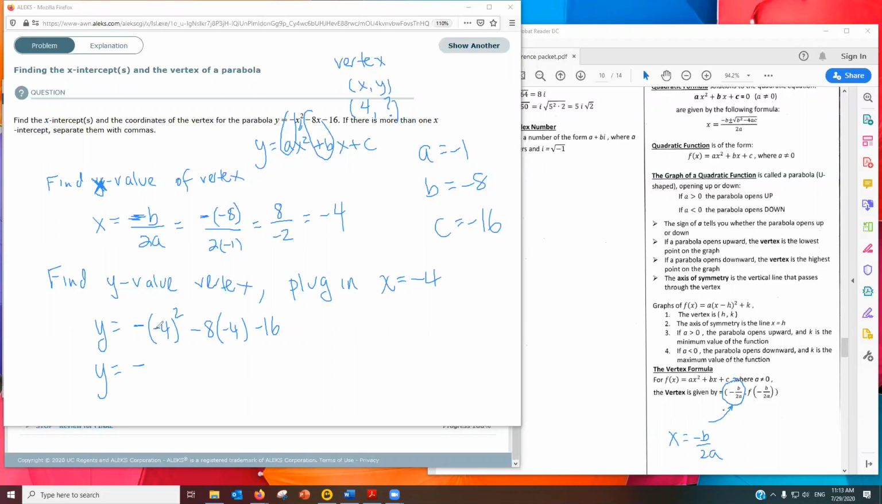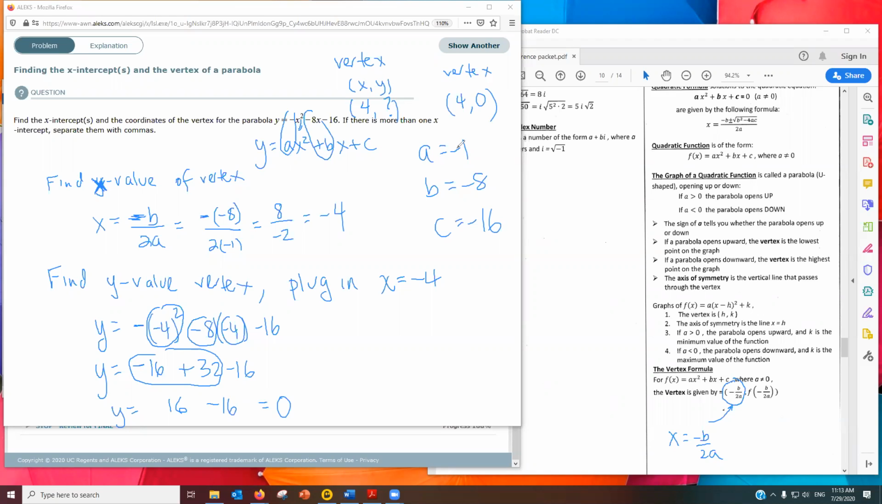This is going to be a negative. Now, negative 4 squared is positive 16. This is a negative 8 times a negative 4. That's plus 32. All right, let me keep going. This is a negative 16 plus 32. That's positive 16. Then I end up with 16 minus 16, and I get a 0. So it looks like the vertex is going to be 4, 0.